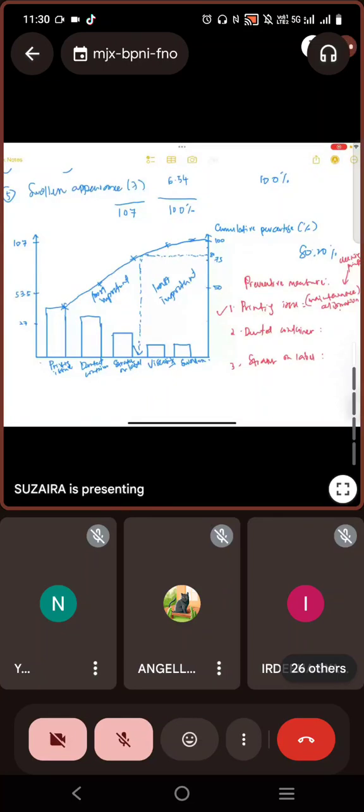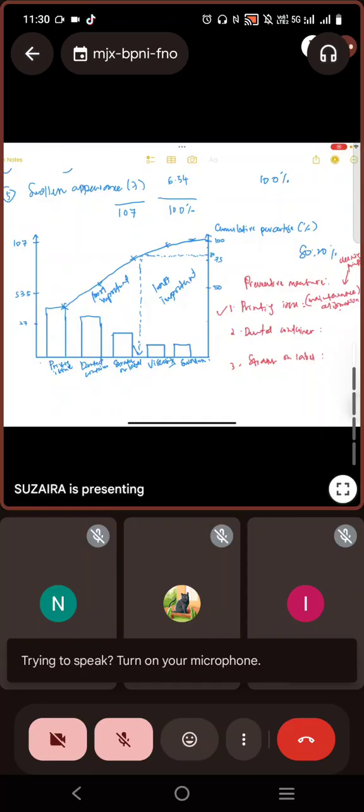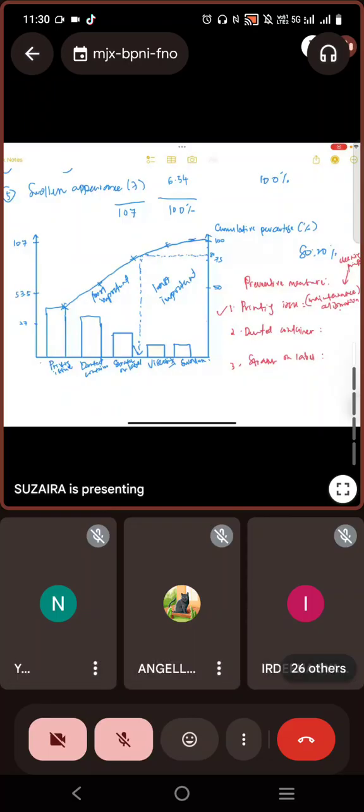How about the dented container? Anyone who would like to try? How can we reduce the defect? How can we reduce the number of complaints in terms of dented container and also stretch label? Usually these two work together. In terms of dented container and stretch label, what should you do?